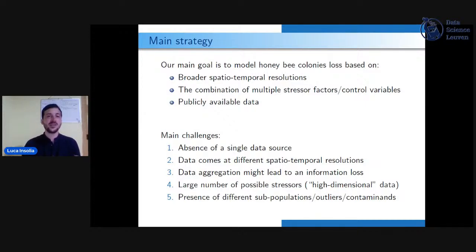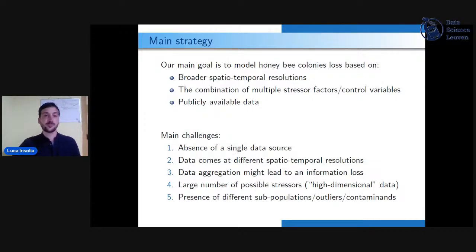So here the main idea is that due to the exploratory nature of our study, we want to obtain interpretable models that can be used to guide future studies. So we are not only interested in prediction accuracy, let's say.